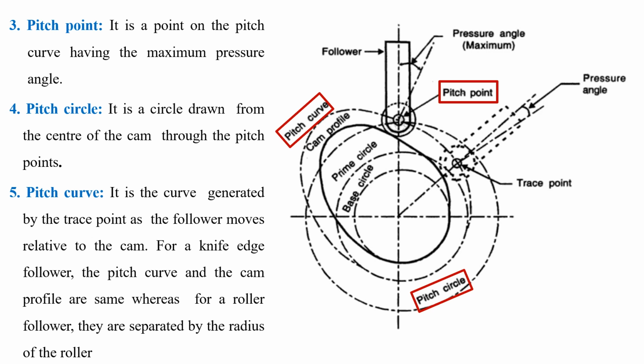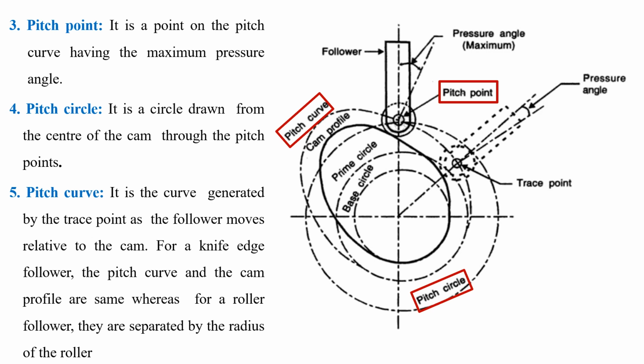Third important term which is used in the radial cams is the pitch point. It is a point on the pitch curve which is having the maximum pressure angle. As you would notice from the figure, as the cam undergoes a rotation, it basically imparts a force on the follower in a direction which is normal to the cam profile at the point of contact. So obviously this pressure angle is different at different points along the actual cam profile.